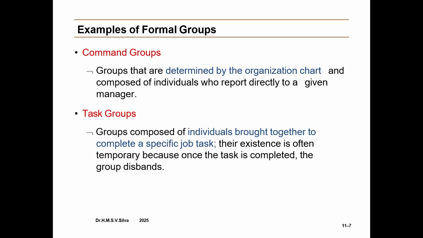Command groups are so called because commands are given by your immediate boss. So a command group is determined by the organization chart, and command group and formal group are very similar. A task group is a set of people appointed to complete a task. Once the task is completed, the group vanishes. Therefore, the existence of this group is temporary, because once the task is completed, the group disbands.